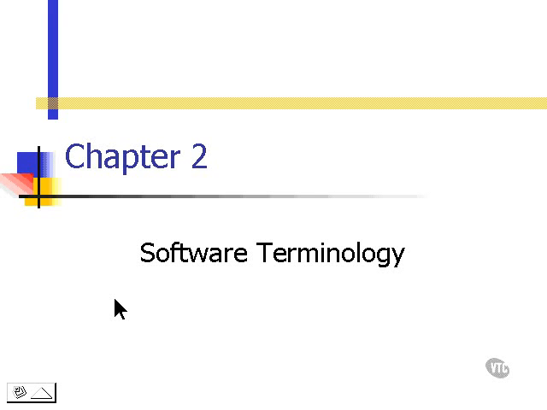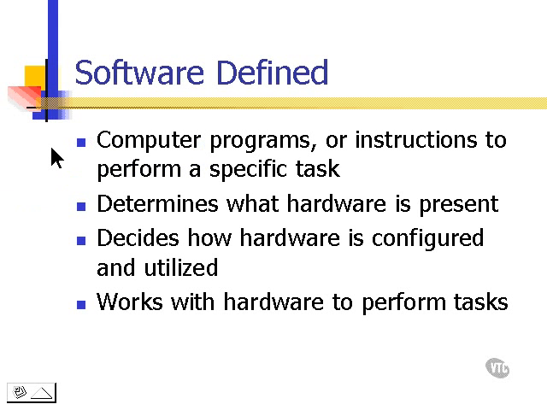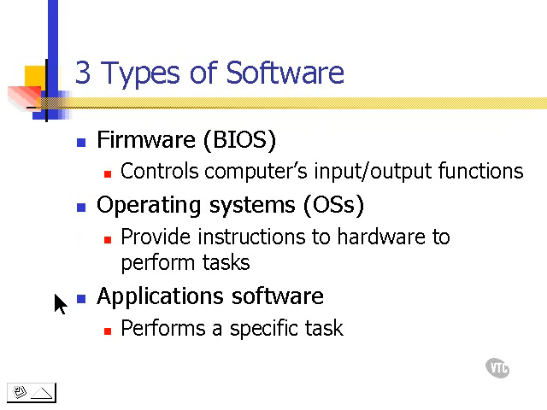Next, we'll discuss some software terminology. First, let's define software. Software is computer programs or instructions to perform a specific task. Software also determines what hardware is present, decides how hardware is configured and utilized, and works with hardware to perform tasks. Now, there are three different types of software.